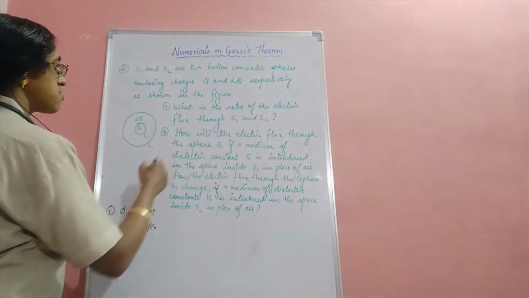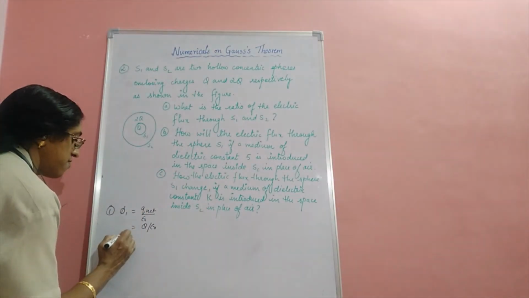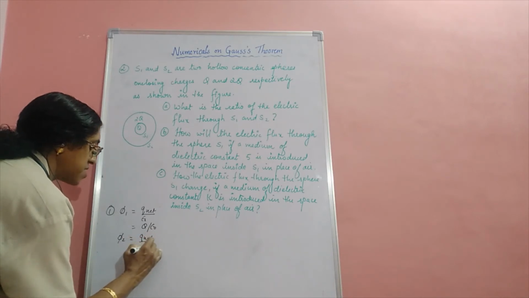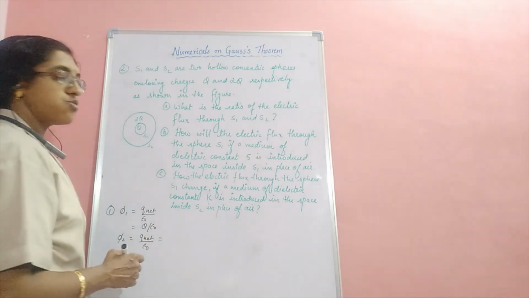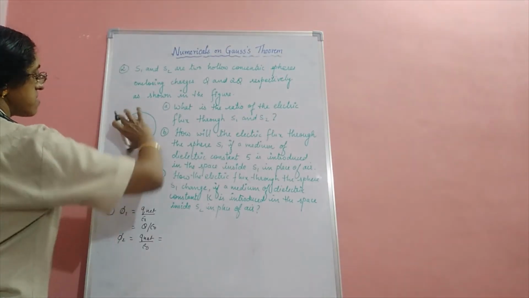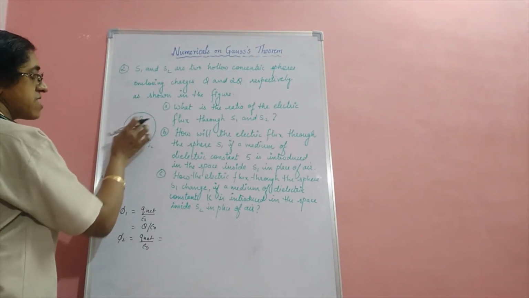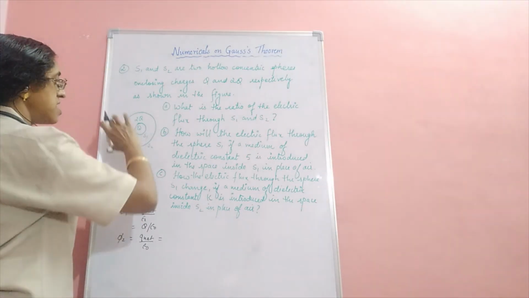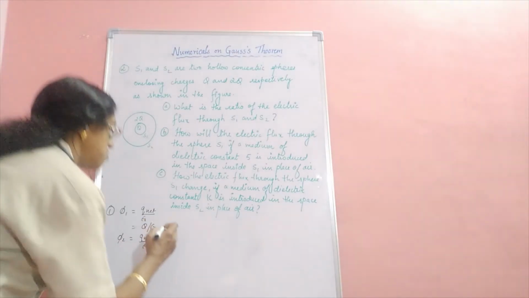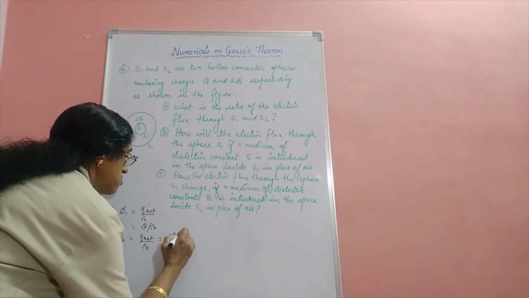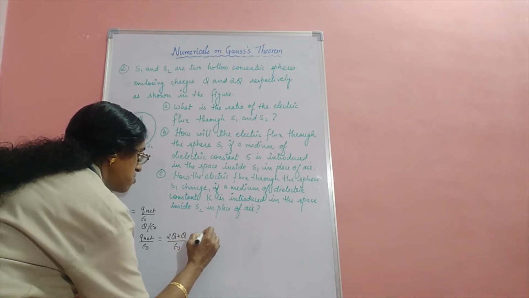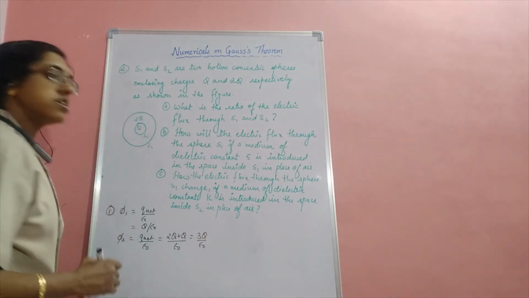Now, flux through the second surface. For the flux through the second surface, it's again Q net by epsilon naught. What would be Q net? Because the second surface also covers the first surface, the net charge enclosed would be 2Q plus Q. That is 2Q plus Q by epsilon naught, which would be equal to 3Q by epsilon naught.